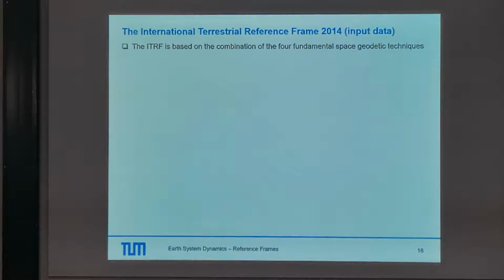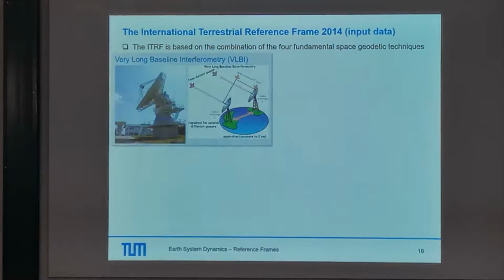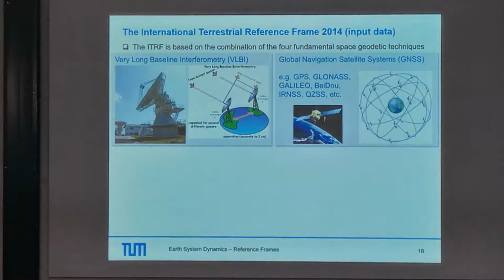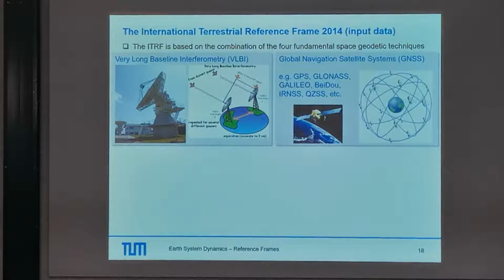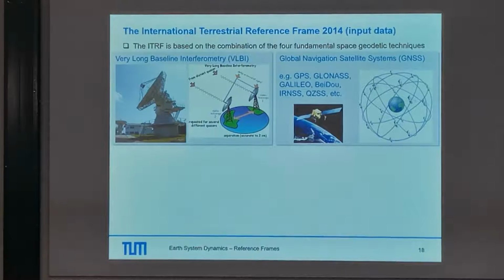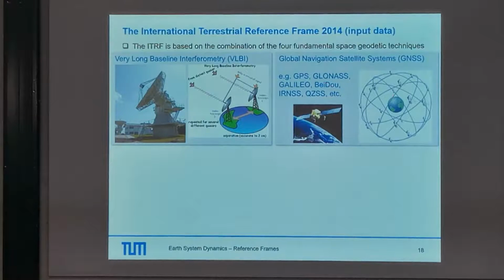The ITRF is based on the combination of the four fundamental geodetic space techniques. So we have, as we had before, VLBI. In case of GNSS, for the ITRF2020, that's new. For the ITRF2014, we only incorporated GPS observations into the solution. For the upcoming ITRF, the IGS includes GPS, GLONASS, Galileo, BeiDou, the Indian navigation system, the Japanese navigation system.